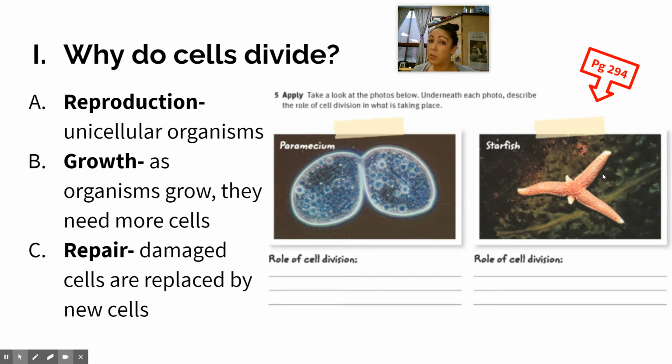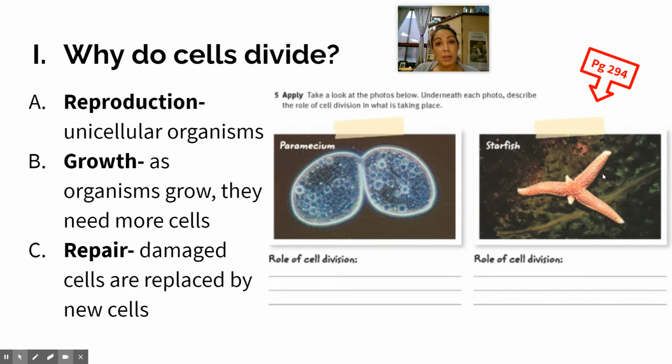If it's a single celled organism, meaning it's unicellular, it only is made of one cell, that's the whole organism, then it's going to need to divide in order to make more copies of itself. So in order to make more of its organism, it needs to continue to divide.